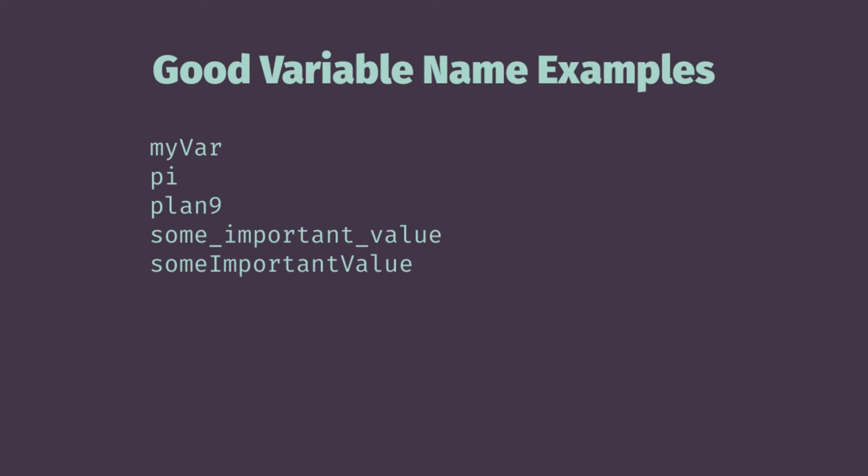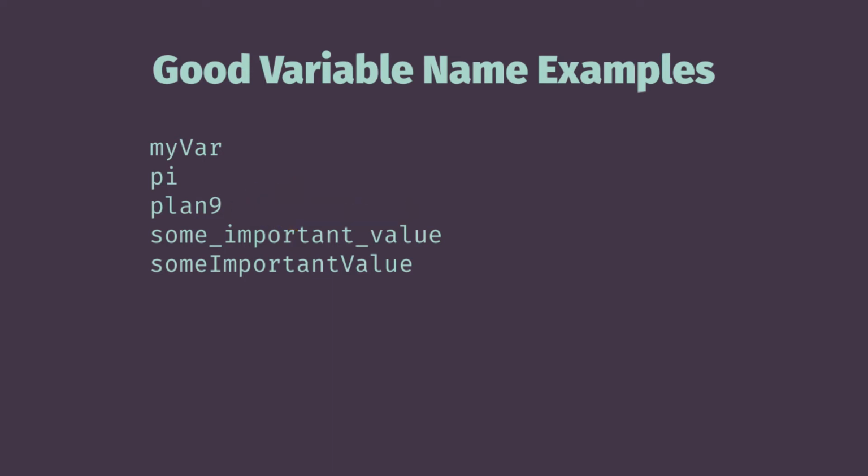Here are some examples of good variable names. Notice that my first variable is called myVar. I capitalized the V in var so that it makes it a little more readable, and I guess that would be shorthand for my variable. The next item down is pi, which would be an appropriate name. Notice the next variable down is plan9. It ends with a number, so that's fine. It just cannot start with a number.